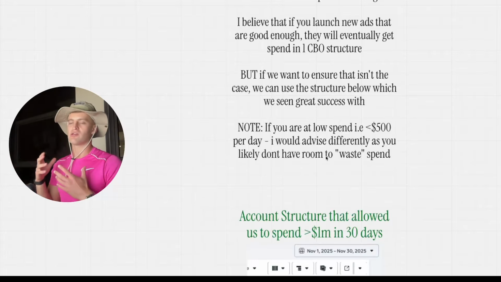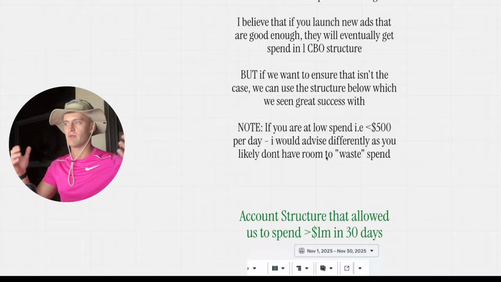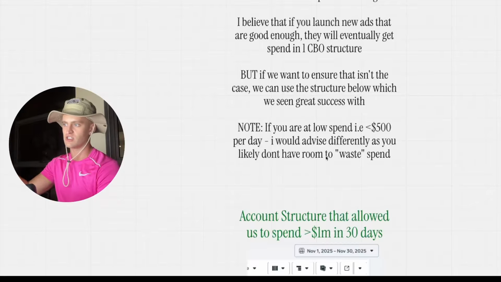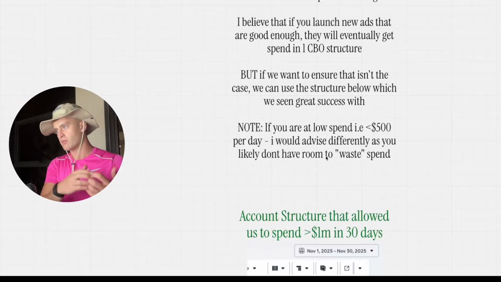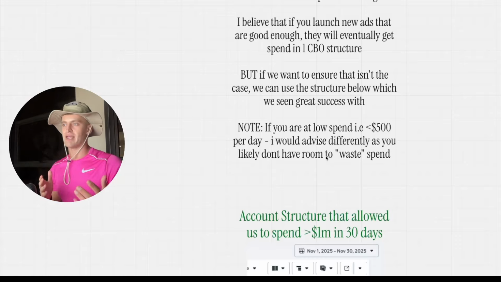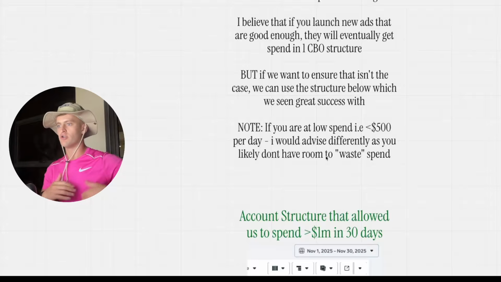With an ABO, that's not going to be a way to scale the account. It's a way to get new data on new batches, on new landing pages, new concepts that we could take forward into our creative process and then put those into the CBO. If you have a low amount of spend, you don't want to be wasting money on ABO batches.